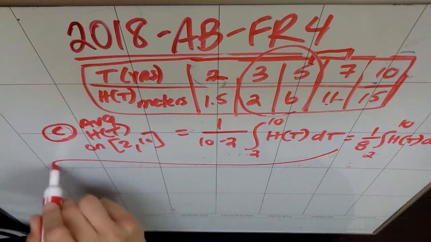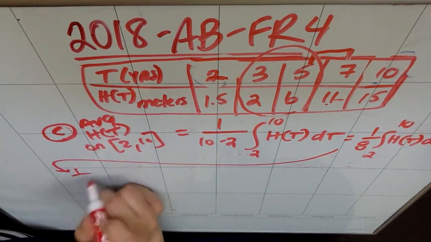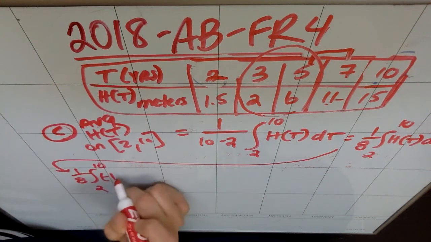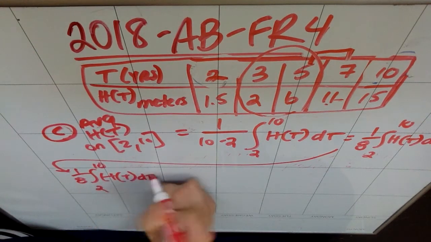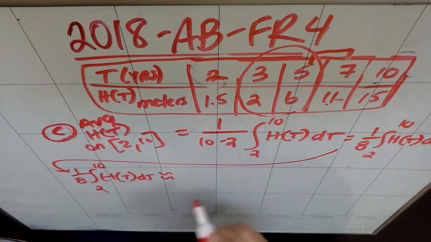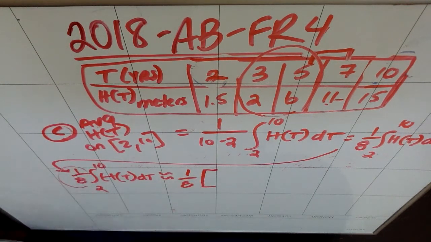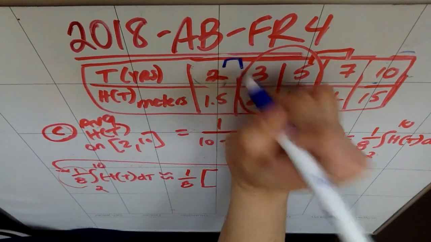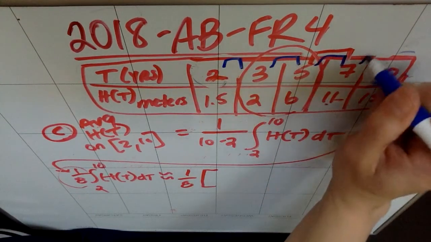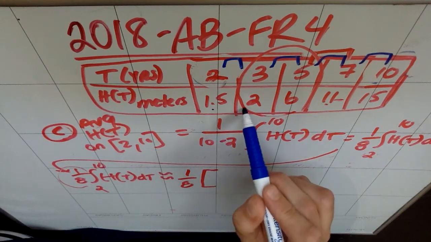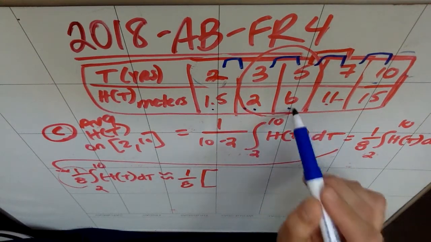But then I want to approximate that, right? I want to take this value, this 1/8 the integral from 2 to 10 of h of t dt, and approximate it using a trapezoidal sum. So I get a 1/8 in front because that's from this. That has nothing to do with the trapezoidal sum. So now when I go to do my trapezoidal sum, my heights are the distances between these guys, right? And those are my 4 distances. And then these are my bases, like base 1 and base 2, and then base 1 and base 2, and then base 1 and base 2.